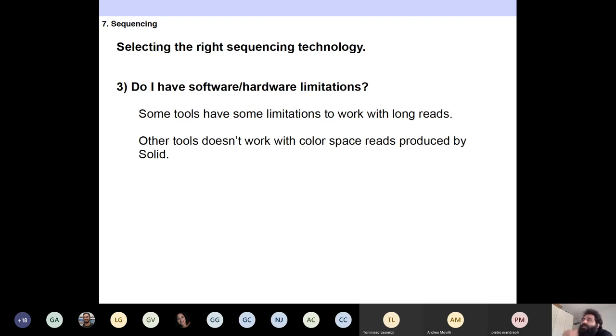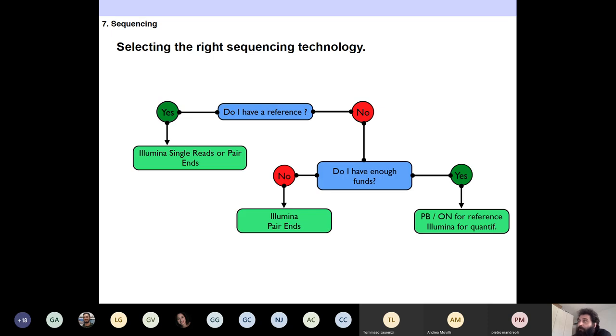If you have several limitations, there are some tools that don't work quite well with long reads, so you need to take that into account. And other tools don't work with the color space produced by SOLiD. So if you are using SOLiD, that is a strange system, not all the tools are going to work.